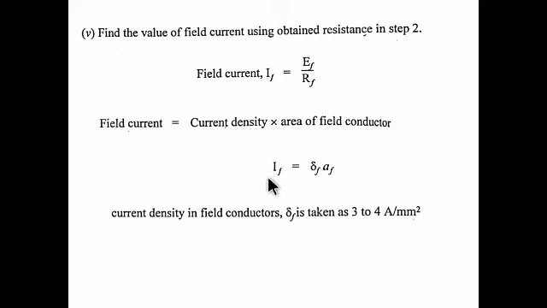So IF can also be found by one more formula. It is the current density into the area of the field conductor, so delta F into AF. By the product of these, we can find the field current. We have two formulas here for finding the field current value. For the second formula, delta F lies between 3 to 4 ampere per mm square. So these are the constant and assumption. Go with the sixth step.